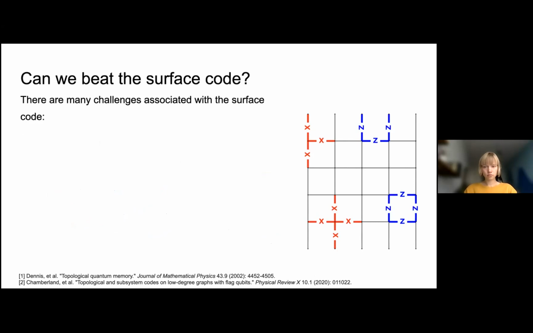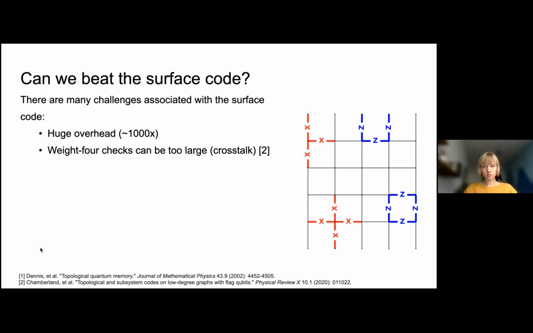There are many challenges associated with the surface code that we'd like to overcome. One is the huge overhead of around 1,000 physical qubits per logical qubit. Another is that weight-four checks can be too large for some systems where crosstalk can be a problem. There's been work at IBM looking at subsystem codes that can reduce the degree of the interaction graph for that. Thirdly, the hardware is currently still above the threshold, so we'd like to improve on that. Finally, the square surface code isn't optimized for biased noise models. We'd like to look at codes that can potentially do better under biased noise models.